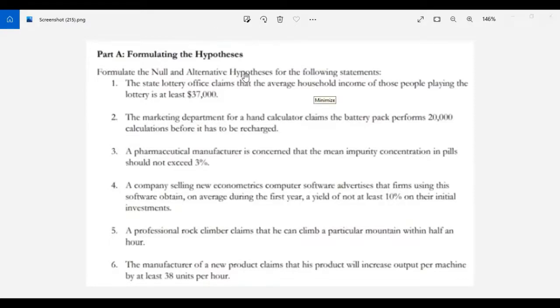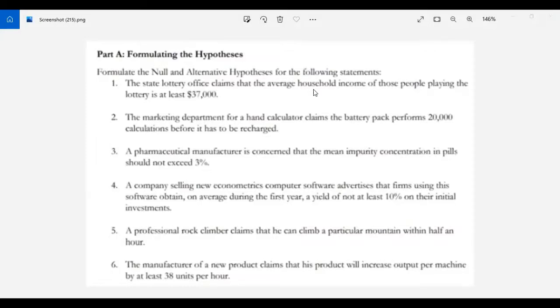At least is greater than or equal to. Okay, so which one is that? Is it null or alternate? Now, alternative. Sorry, null hypothesis. Yes, because the "at least" we are saying is greater than or equal to.